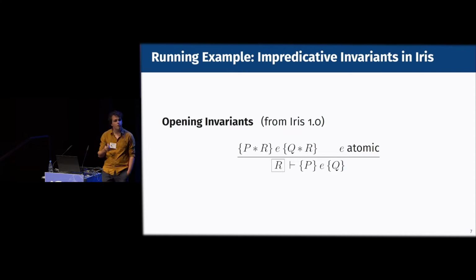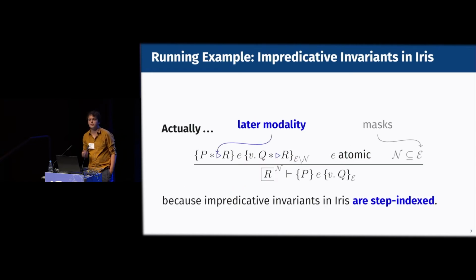At least that's how this rule is presented on the first page of the first Iris paper, with a disclaimer that it's simplified for presentation purposes. And what is simplified about it are two things. One is masks, and the other one is later modalities. For presentation purposes, I'm also not going to talk about masks in the rest of this talk, but I do want to talk about the later modality in this rule.